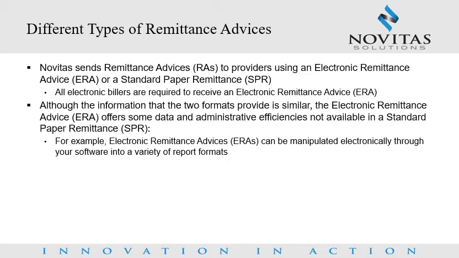Different types of remittance advices. Novitas sends remittance advices to providers using an electronic remittance advice, also known as an ERA, or a standard paper remittance, referred to as an SPR. The type of remittance advice you receive depends on whether you submit electronic or paper claims to Medicare. If you are an electronic biller, you are required to receive an electronic remittance advice.